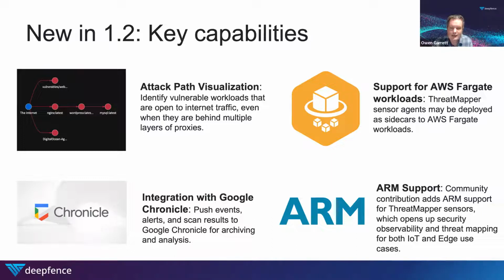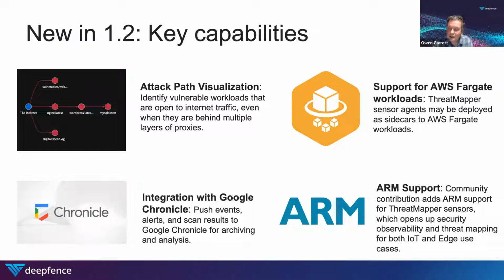The attack path visualization delves deep into the attack surface and identifies requests as they move through your infrastructure to identify workloads that are open to traffic from outside, even if they're behind multiple layers of proxies. This attack path visualization then gives you the confidence to understand why ThreatMapper is prioritizing particular vulnerabilities as being at a high risk of exploit.